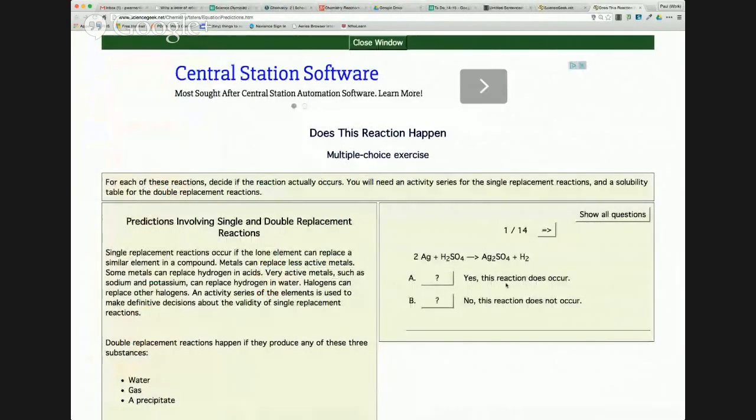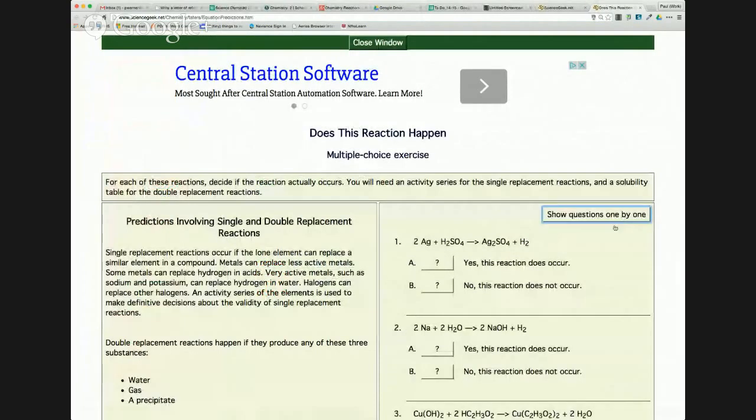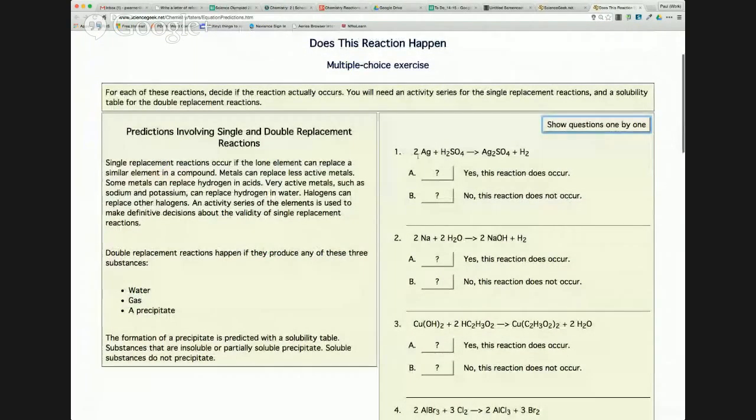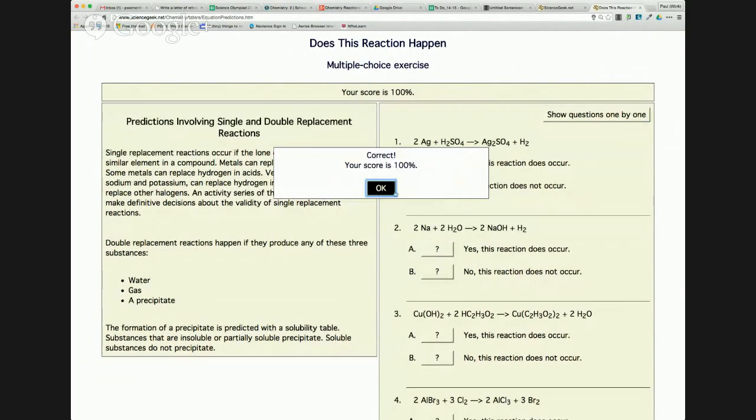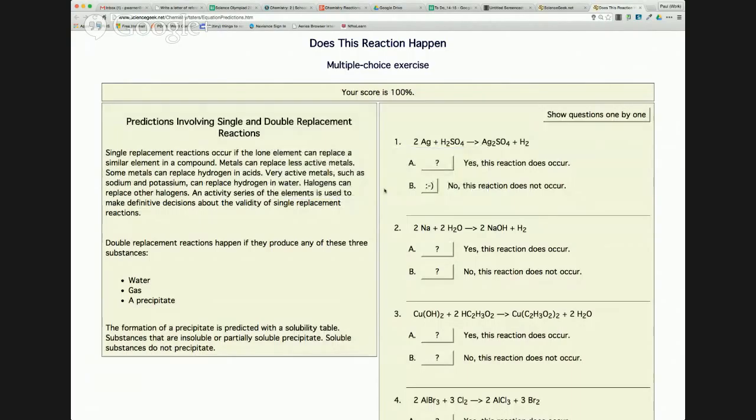So you say, I want to see all the questions at once. Silver plus sulfuric acid gives you silver sulfate plus hydrogen gas. Does Ag replace the cation or the anion? It forms a cation, so it's going to replace the hydrogen. Will silver, the single element on this side, replace hydrogen, the single element on that side? The question is, is it higher on the activity series? The answer is no. So I click right there. Yes, yay for us. That's what you should do.